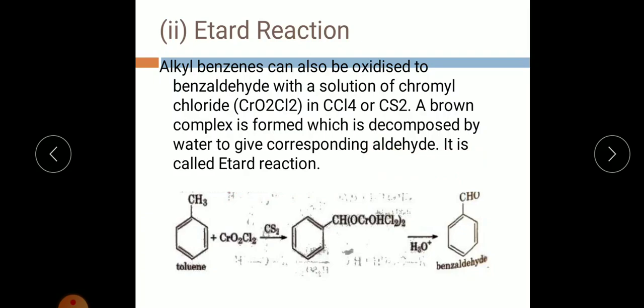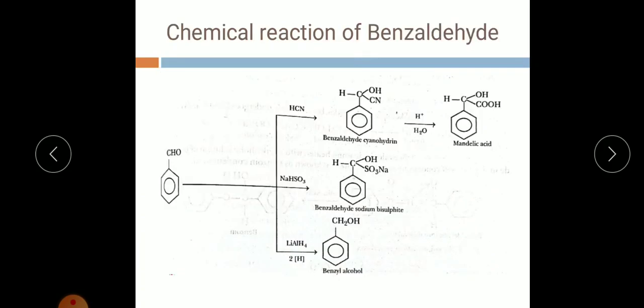Let us see it with the equation. This is alkyl benzene, which we have taken as methyl benzene, or toluene. This is treated with chromyl chloride in the presence of carbon disulfide. It will give you this compound, which is the brown complex. This brown complex on hydrolysis with water will give you benzaldehyde. This reaction is known as the Etard reaction. This is a very important reaction, the Etard reaction.